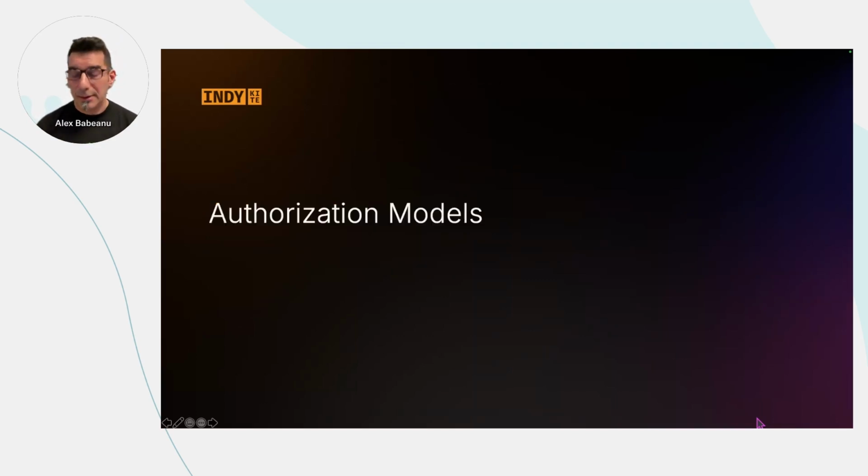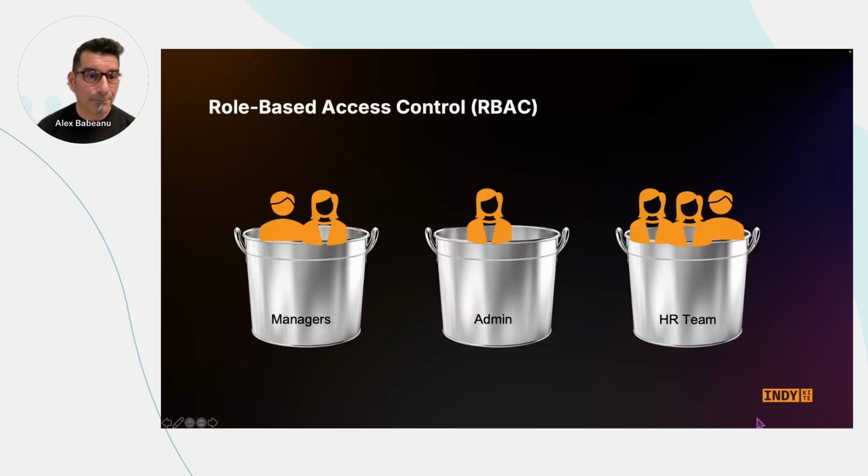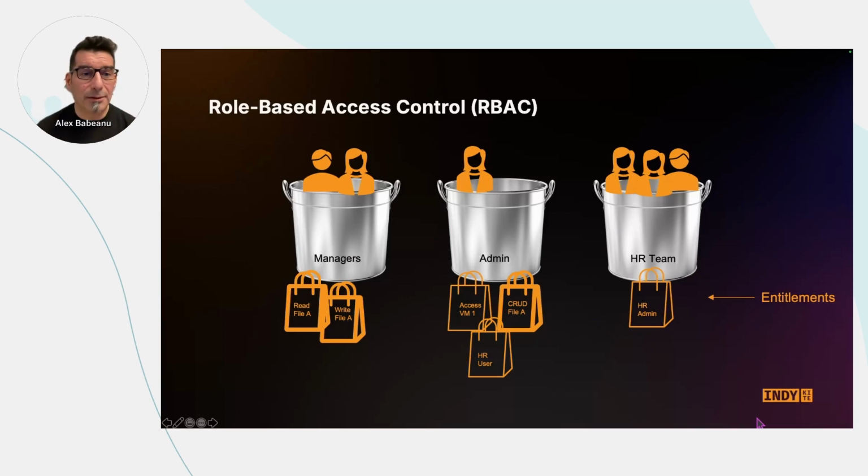Authorization models. So the first model that has been around since 1992 and that probably everybody has heard about and maybe uses is role-based access control, or RBAC. Role-based access control uses buckets such as these and places subjects, potential subjects, into various buckets. For example, managers, administrators, HR teams, etc., etc. Now, these buckets will have assigned to them a certain number of entitlements.